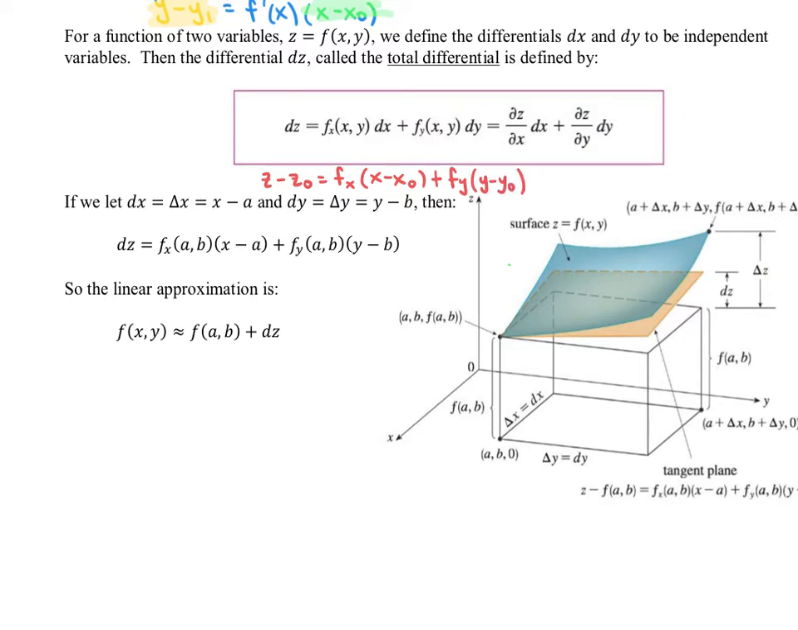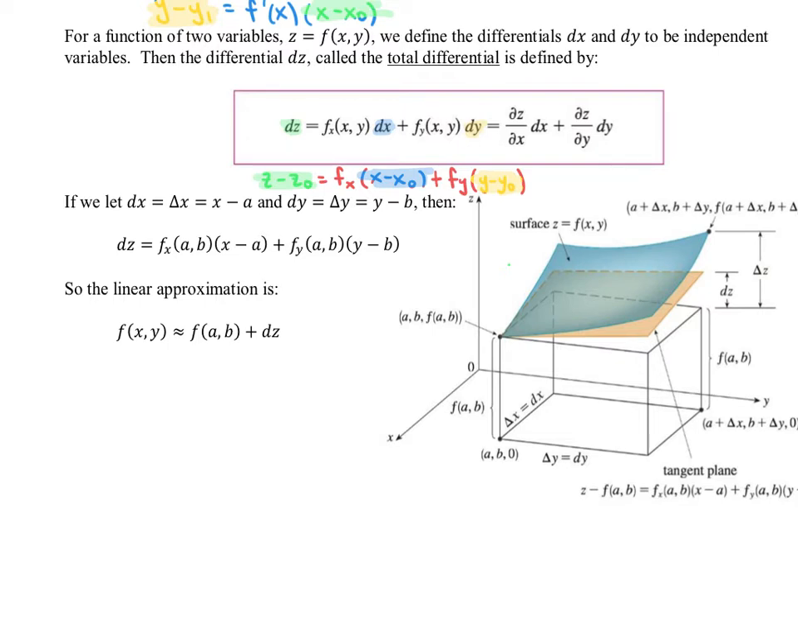So take a look at the similarities, as I just mentioned. You have your differential dz and you have your change in z. You have your differential dx, you have your change in x. You have your differential dy, you have your change in y. It really is just a different way of writing the tangent plane equation, and that's what we're talking about now.